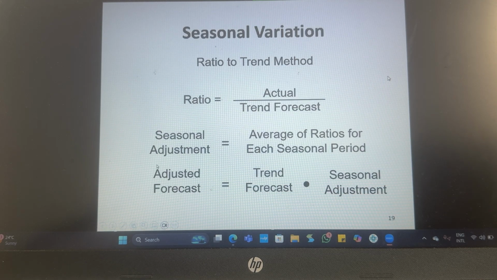Now, what we need to do is adjust this at least for seasonal variation. There are two methods for this. One is the ratio to trend method. The other one is the seasonal dummy method.